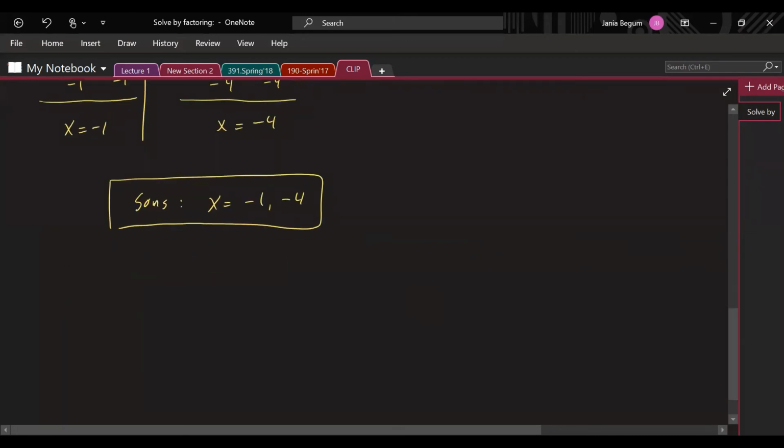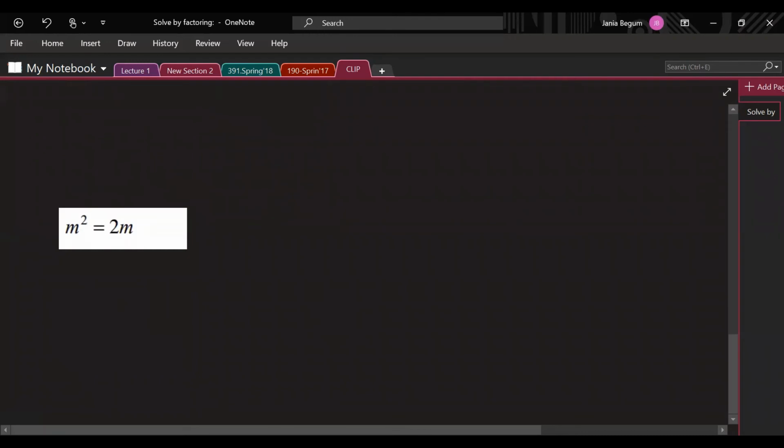Here's another example. We have m squared is equal to 2m. Again, you want to use factoring. So we want one side to be equal to 0. So I'm going to go ahead and subtract 2m on both sides. I always like to keep the squared term positive. So that's the reason I'm subtracting 2m. So once I do that, I arrive at m squared minus 2m equals 0.